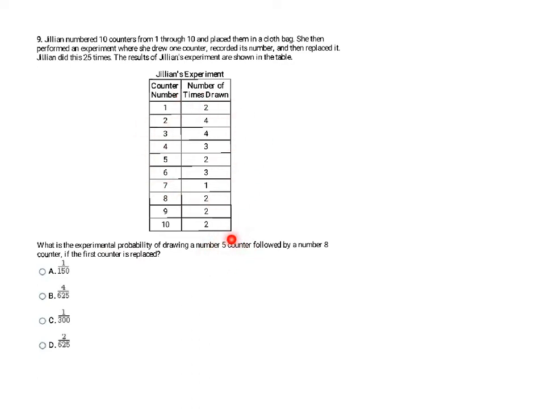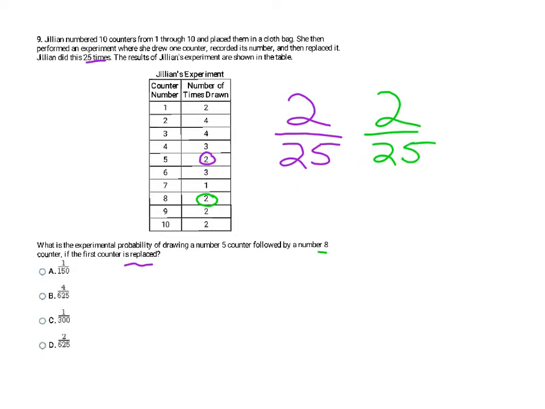So the first thing that happens is drawing a 5 counter. So she draws a 5 counter twice. So we're going to have 2 over the total 25 times that she does the experiment. And then that counter is put back in. That's what it means by replaced. And we're looking at the 8 counter. So the 8 counter was also drawn twice out of the 25 trials. So because it was replaced, we don't have to worry about changing the number of trials to 24. And so this is an independent event. They don't affect each other.